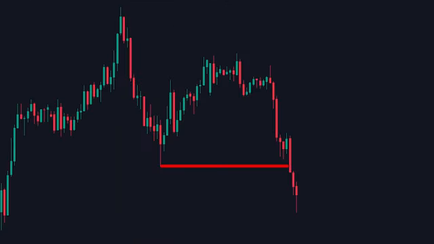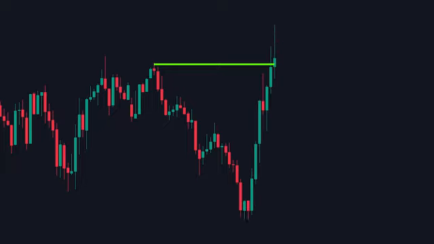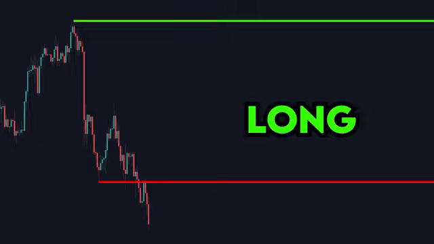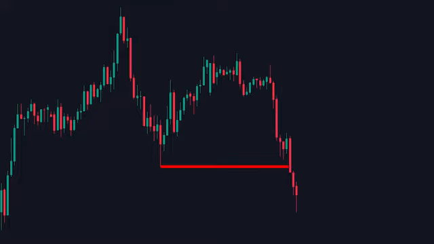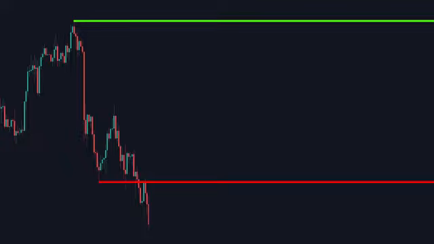If price broke the previous day's low, you would be looking for longs. If price breaks the previous day's high, you would be looking for shorts. In this case, price broke the previous day's low, so we'll be looking for long trade. Now, we don't want to simply enter a long trade just because it broke the low. We first want confirmation.